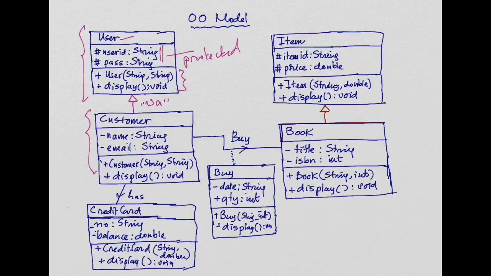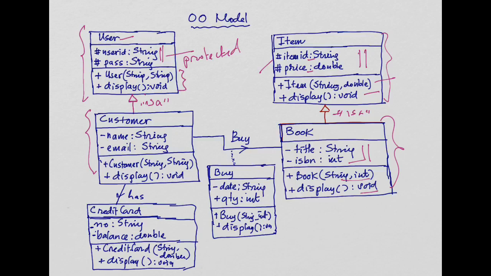Fine. The next thing that we see is book is an item. So item, again another class coming, and every item has item ID and price. So we put them as protected data members. And then we have the item constructor and the display method. What we say is a book is an item. Book is an item, so there is an inheritance, again is-a coming, and this is inheritance, and book has title and ISBN number. Very nice. Book has its constructor and a display method.